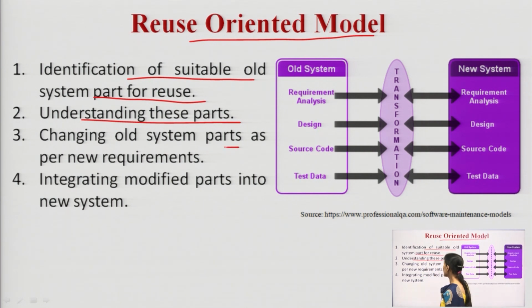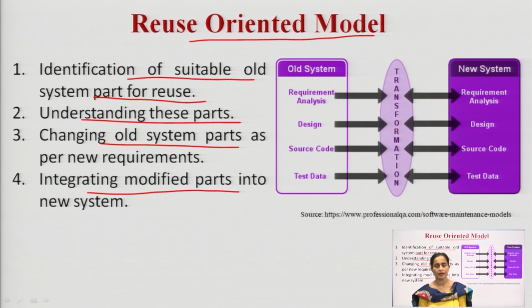Then the third stage says we are going to change the old system parts as per the suggested requirements. Means, as per the new requirements, now my old system is getting changed. And then fourth, now there will be some new parts and some existing parts. So, the fourth step says I have to integrate the modified parts to make a new system.